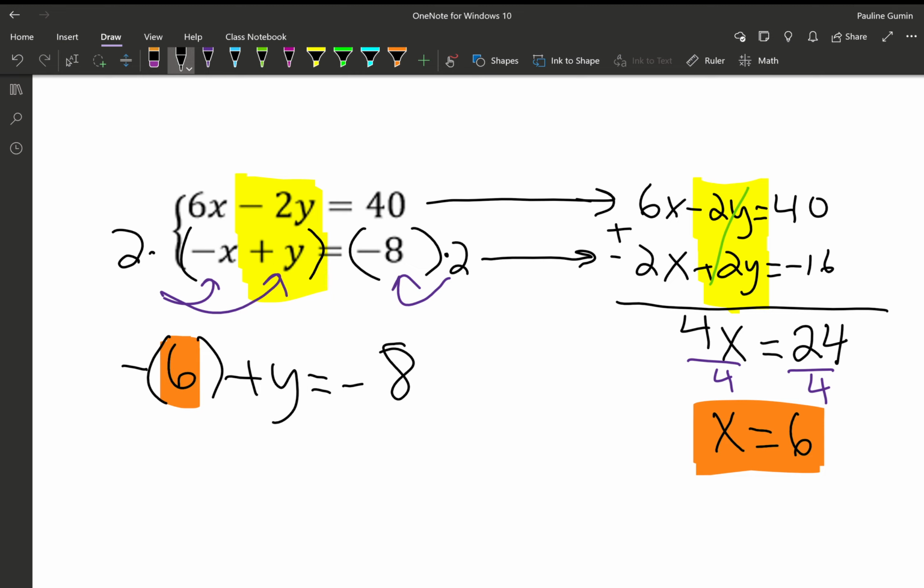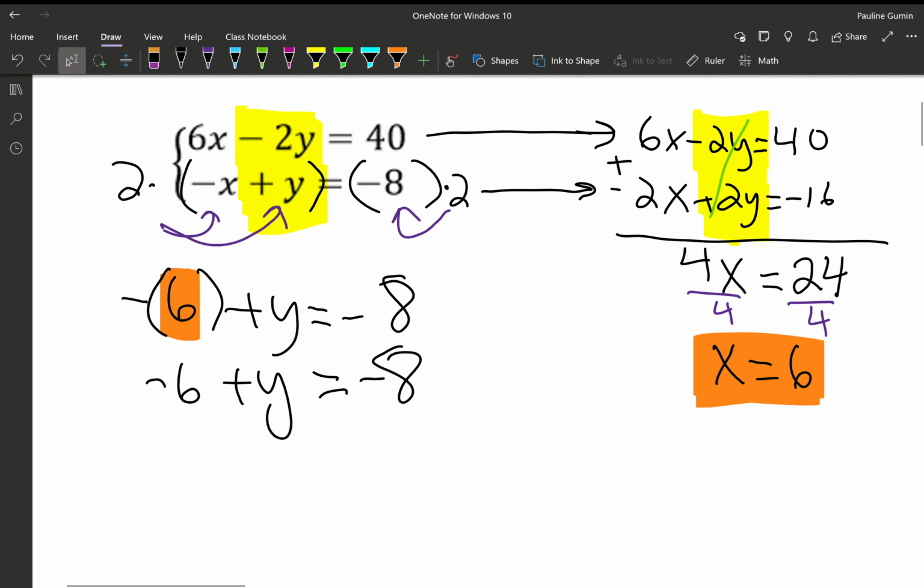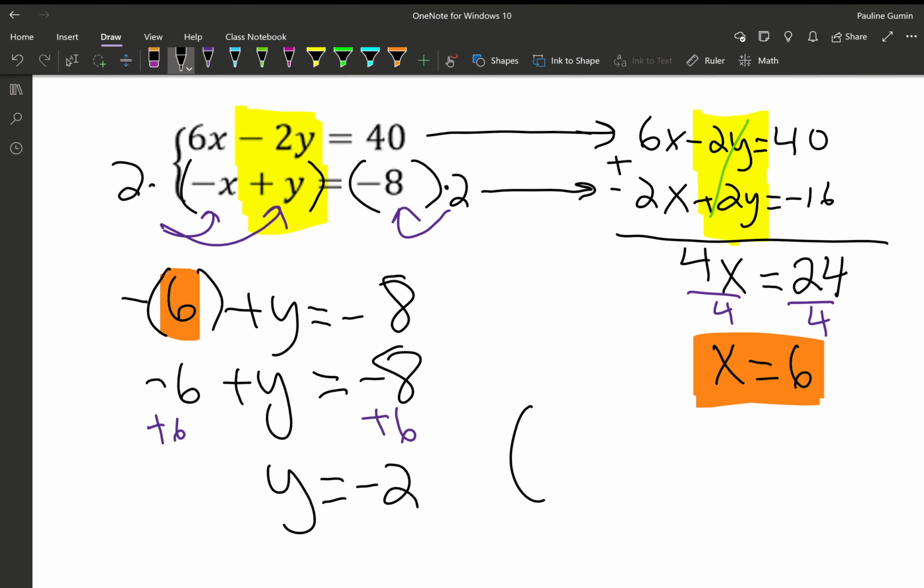So negative 1 times 6 is negative 6. I'm rewriting it. I know it's silly, but I like to be detailed in my notes. Next, let's add 6 to both sides. Y equals negative 2. So our final answer, 6, negative 2.